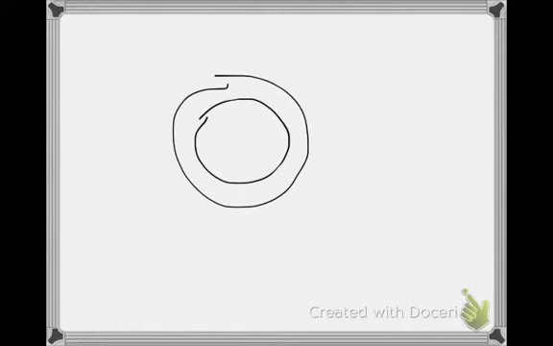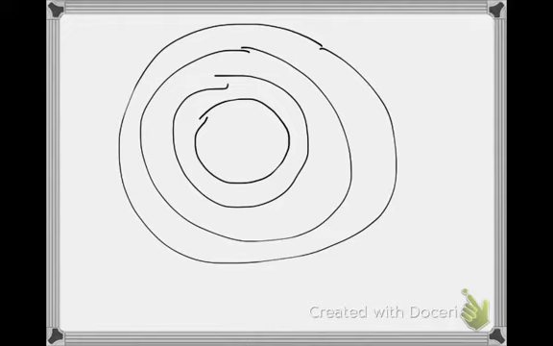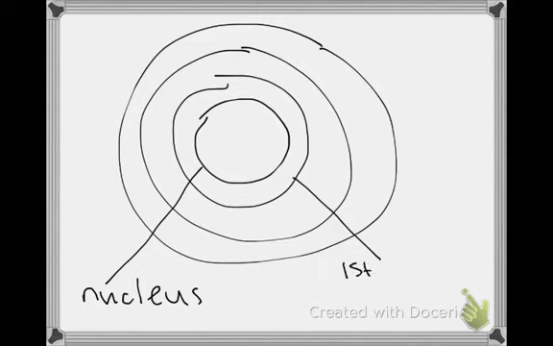We're able to model atoms and elements using the following picture here. There are 4 circles that I'm going to be drawing here. So we've got 1, 2, 3, and 4. What each of these circles represent is we have the nucleus. We have our first electron energy level.